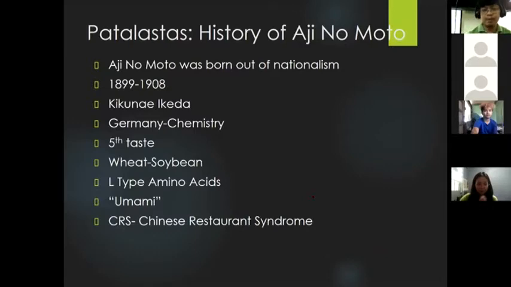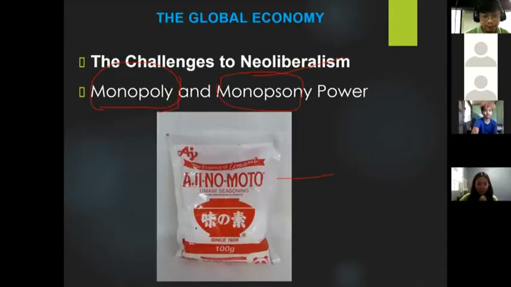So doon na pumasok sa isip ni Ikeda yung fifth taste. So sweet, sour, salty, bitter. 4 lang yun, no? So si Kikunae Ikeda ang nakadiskubre or nakaimbento ng pang-5 lasa. At ang tawag dun sa lasa na yun ay umami. Umami is the distinct taste of Ajinomoto. That is why yung label ng Ajinomoto ay umami seasoning.